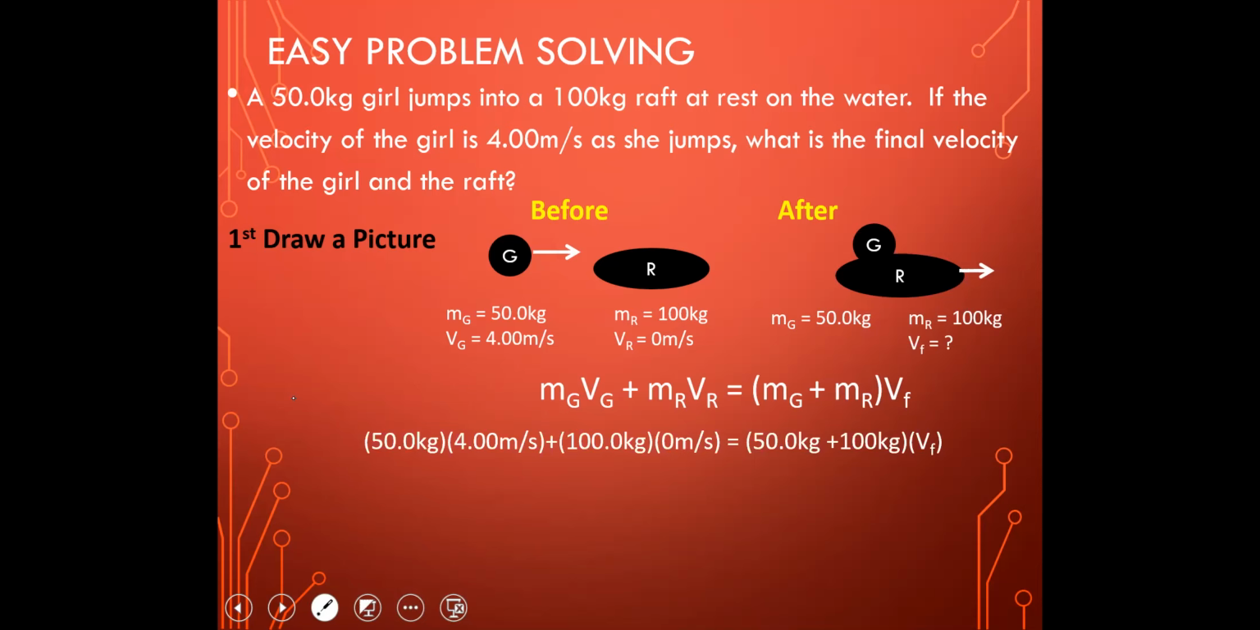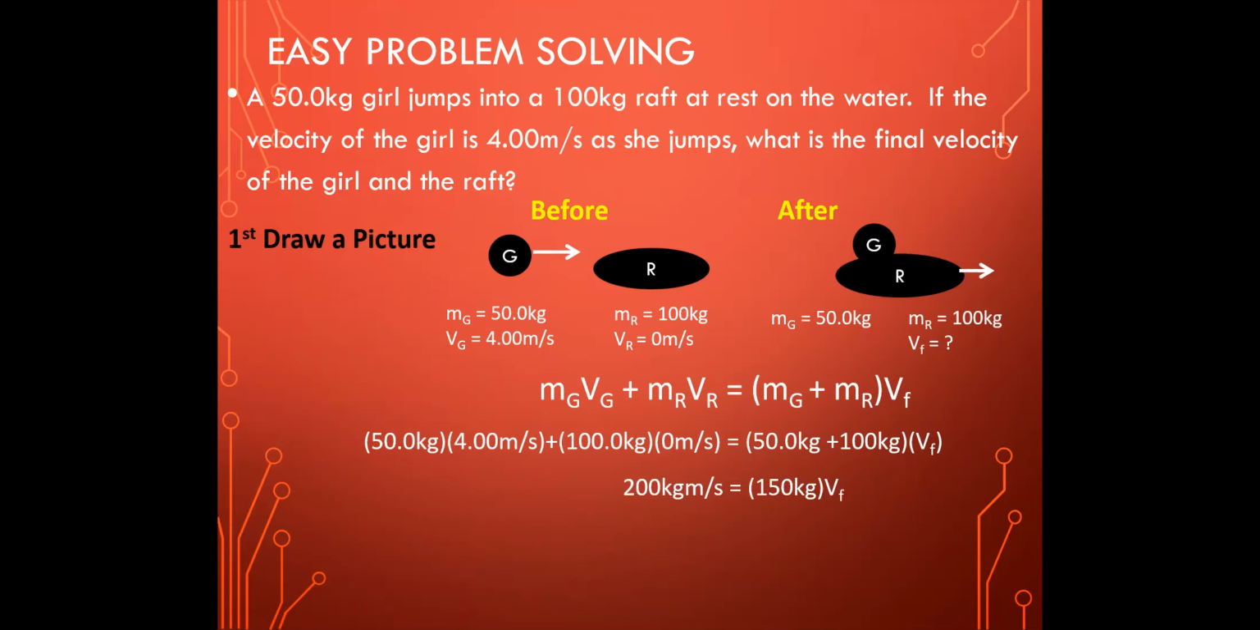Then let's evaluate now. The mass of the girl is 50 times the velocity of the girl, 4, plus the mass of the raft, 100, times the velocity of the raft, 0, equals the mass of the girl, 50, plus the raft, 100. So the new object after collision has a mass of 150 kilograms, but it is moving with a new velocity, and we have to find it.